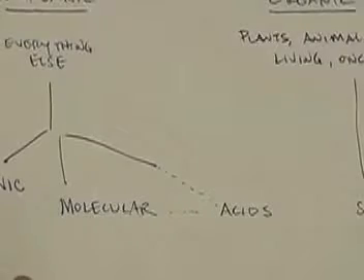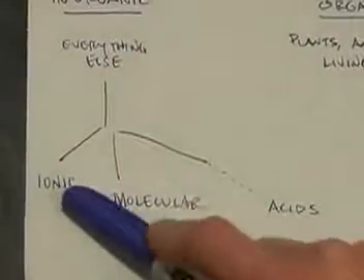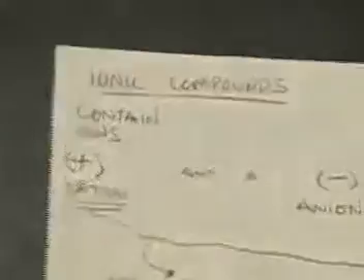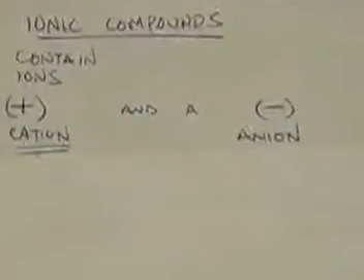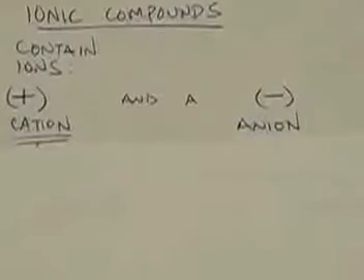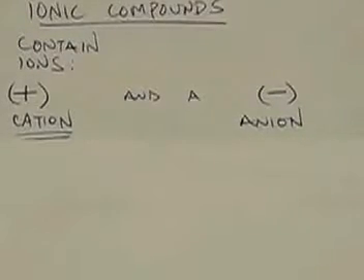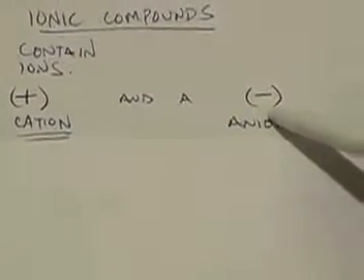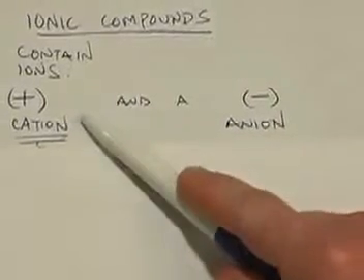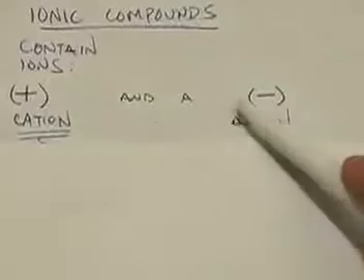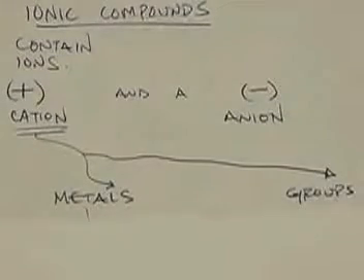So in this one, we're going to learn some of the language of chemistry, particularly of ionic compounds. Ionic compounds contain 2 things. Ionic compounds contain ions. The 2 ions that they contain are a cation, a positively charged ion, and an anion, a negatively charged ion. Keep those 2 straight in your head because we'll use those words a lot. Cation means positively charged, anion means negatively charged.